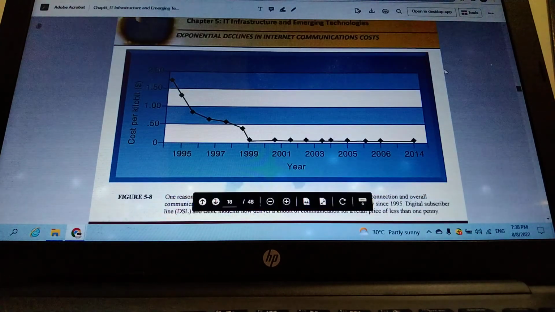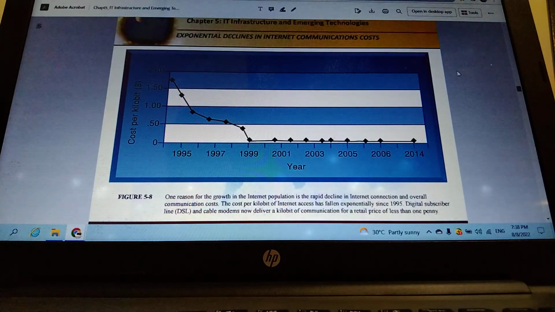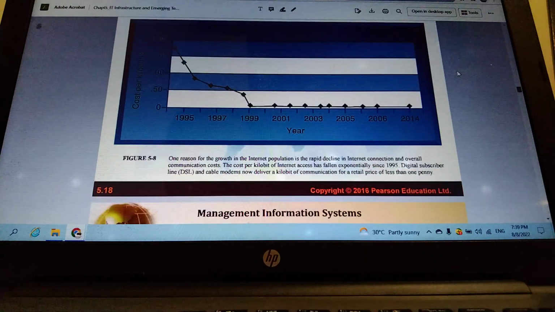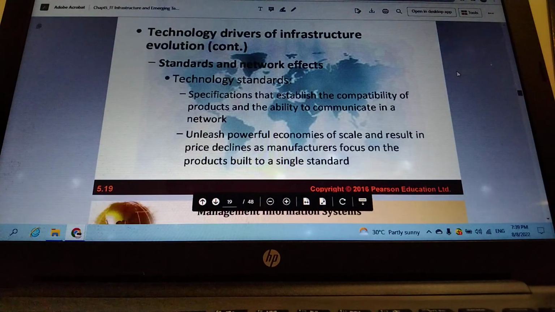This slide basically shows some data about the decline in internet communication costs. As we are aware, the communication cost as well is going down, getting cheaper and cheaper as of today, not as expensive as in those days. Let me cover another one or two slides before we take a short break as usual.